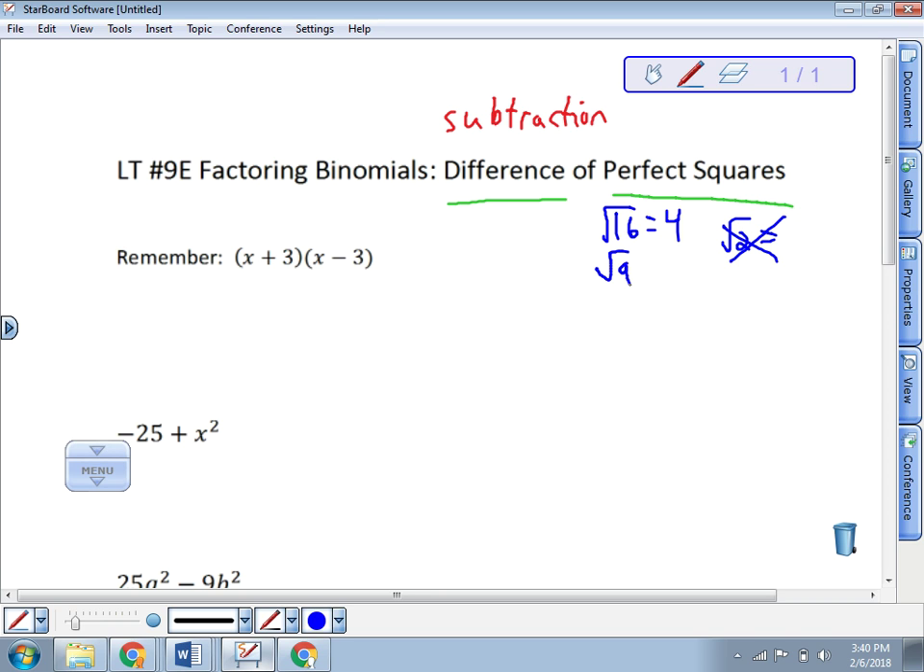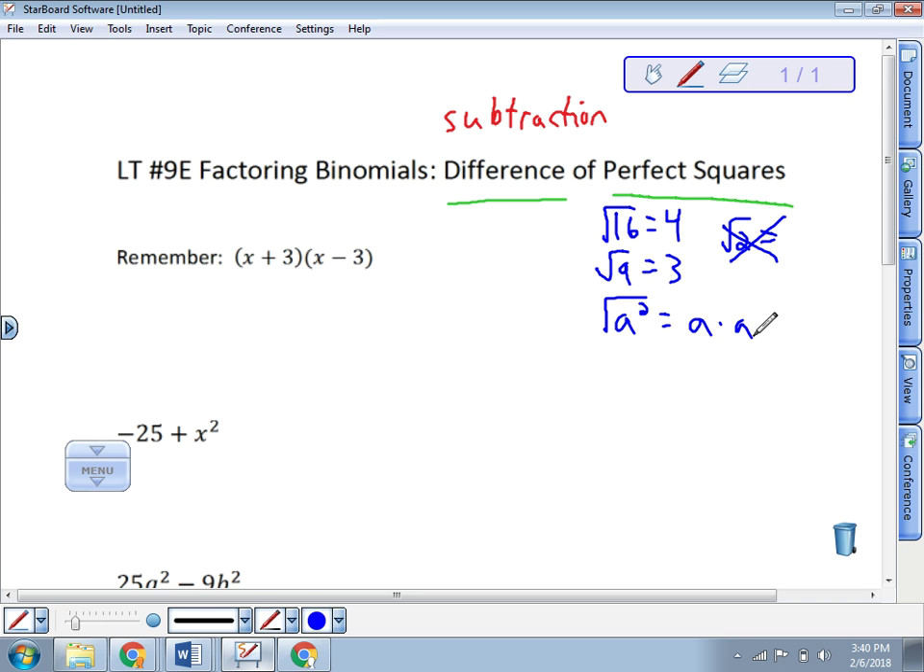9 would be another example. The square root of 9 is 3. There are several out there. Even when you get into variables, a squared is a perfect square because when you take the square root, it's a, because a times a, the same number, equals a squared, or x squared, or whatever the case might be. So keep that in mind when doing these problems. Let's get to some examples.